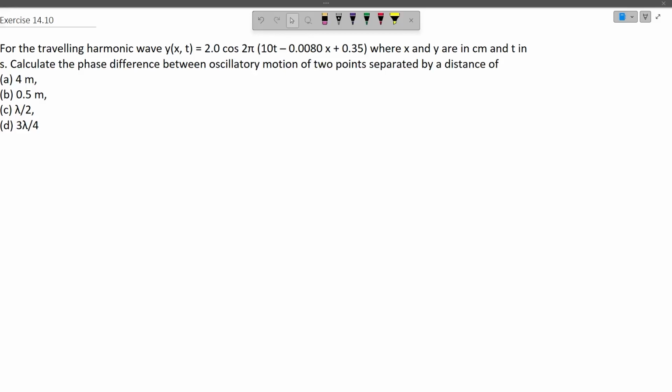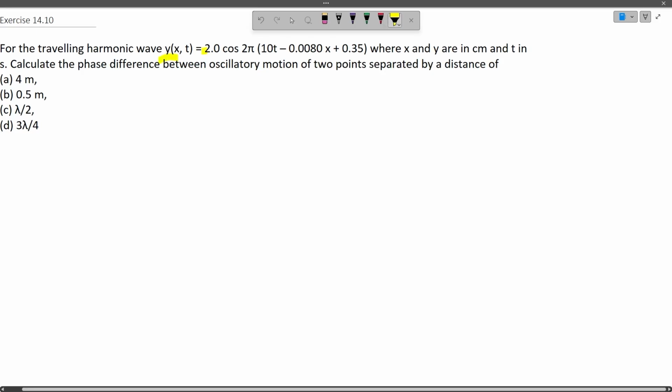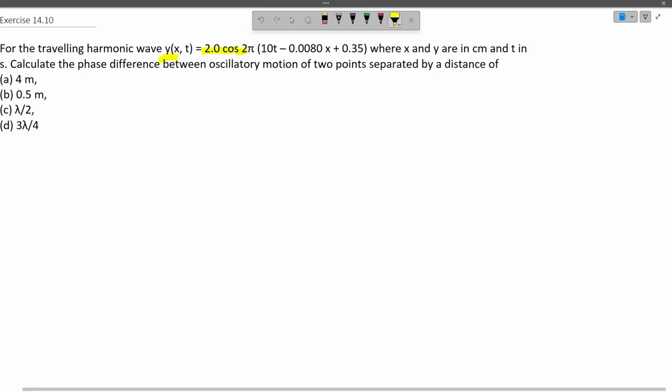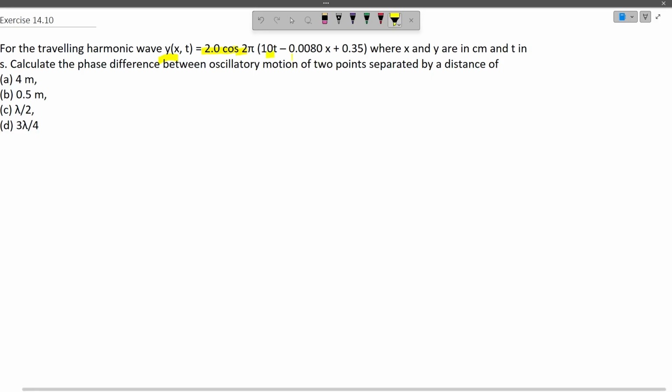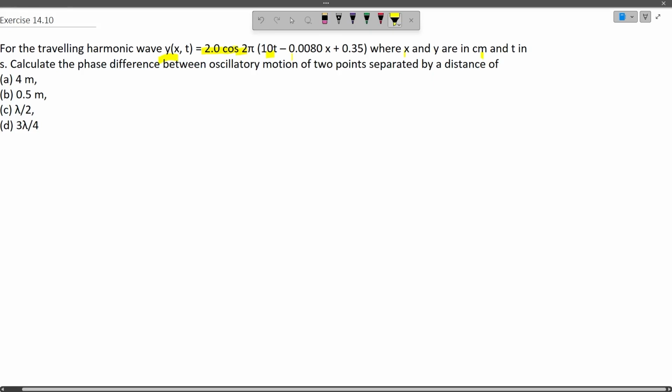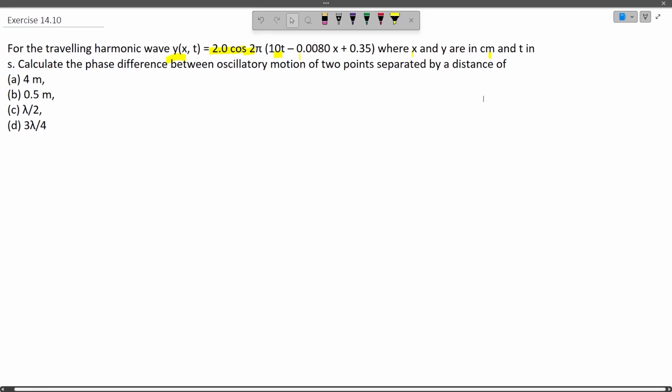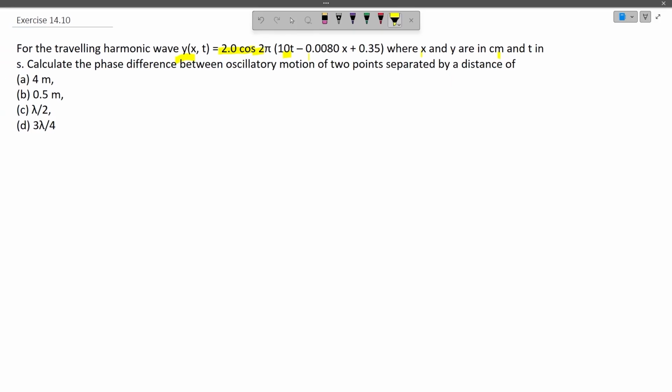The question says that for the traveling harmonic wave y(x,t) = 2 cos(π(10t − 0.0080x) + 0.5), where x and y are in centimeters and t is in seconds, calculate the phase difference between two oscillatory motions of two points separated by a distance of (a) 4 meters, (b) 0.5 meters, (c) λ/2, and (d) 3λ/4.